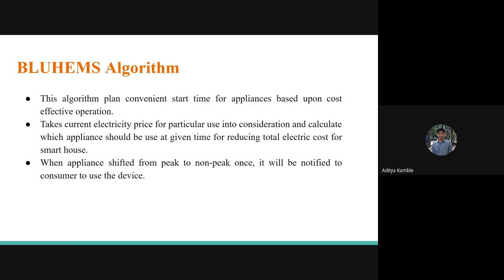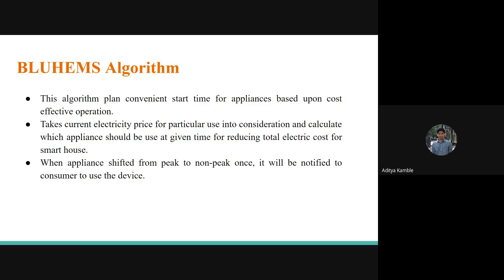If at peak time the rate of the refrigerator is very high, then some of the customers will not prefer to use that and will use it in off-peak hours. So that will take load off the main power line. This takes the current electricity price of the particular user into consideration and calculates which appliances should be used at a given time for reducing the total electric cost for a smart house. So this will also provide an advantage for the consumer to lower their electricity bill.